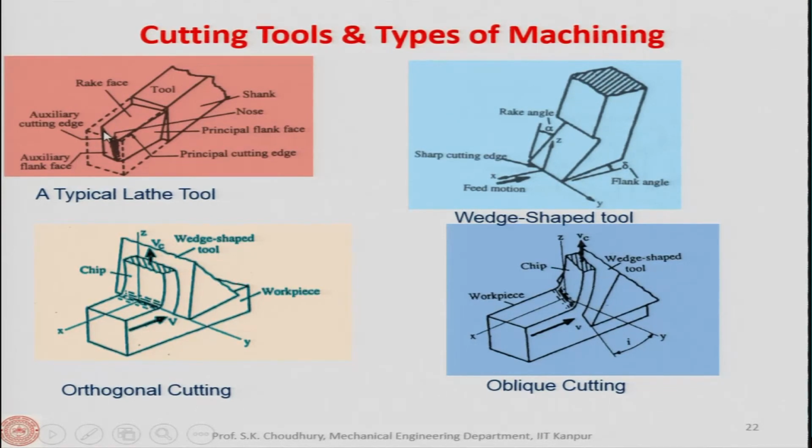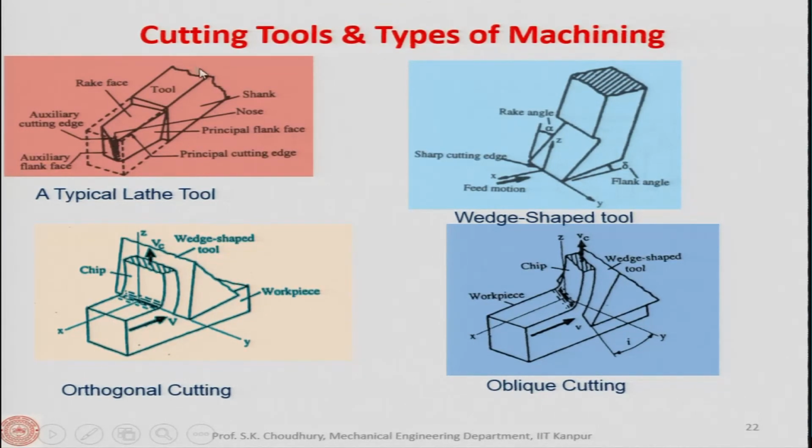Here this edge is called the principal cutting edge, and this edge is called the auxiliary cutting edge, okay. So, therefore, with this rake face on which the chip will be flowing, all right, we have two flank faces. This is the principal flank face here, because this is formed by the principal cutting edge, and here it will be the auxiliary flank face, because this is the auxiliary cutting edge, all right.